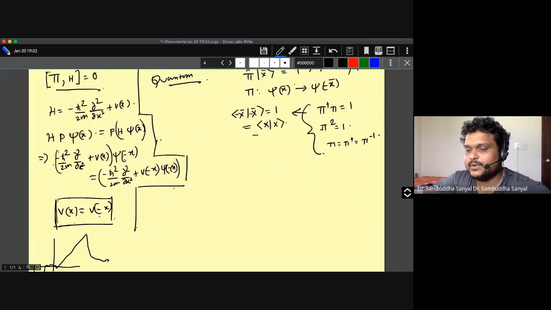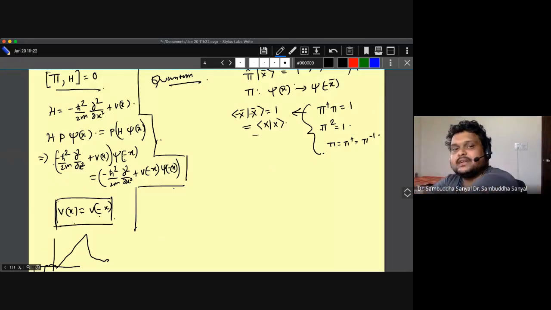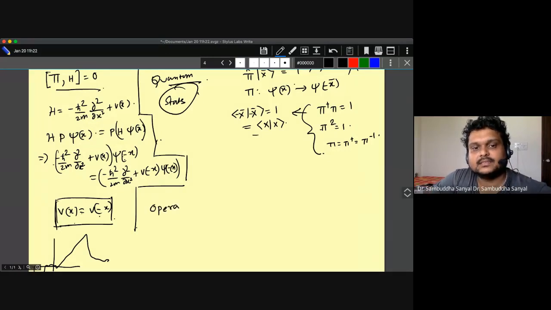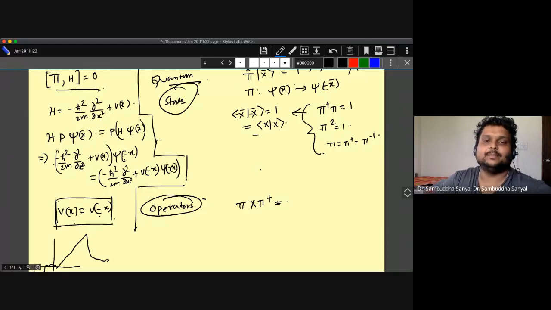Okay, so now we will go on to see how it affects. So this is how it affects the states. Now we want to discuss how it affects the operators. So pi x pi dagger. We know that x goes to minus x under parity, so we also want that to reflect in the position operator. So this must be this.